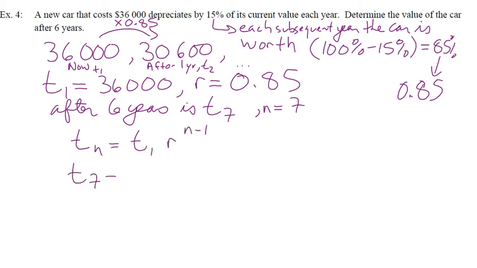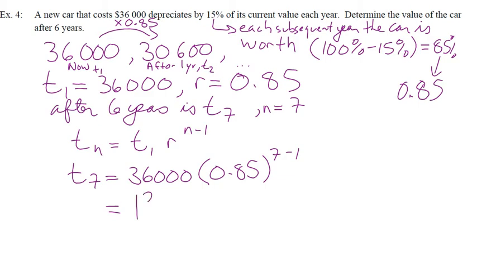So we want T7, which is T1, 0.85 to the 7 minus 1. How much? Anyone? Well, 13,000. Okay, $13,577.38 is what this is. Now, do cars depreciate like that?